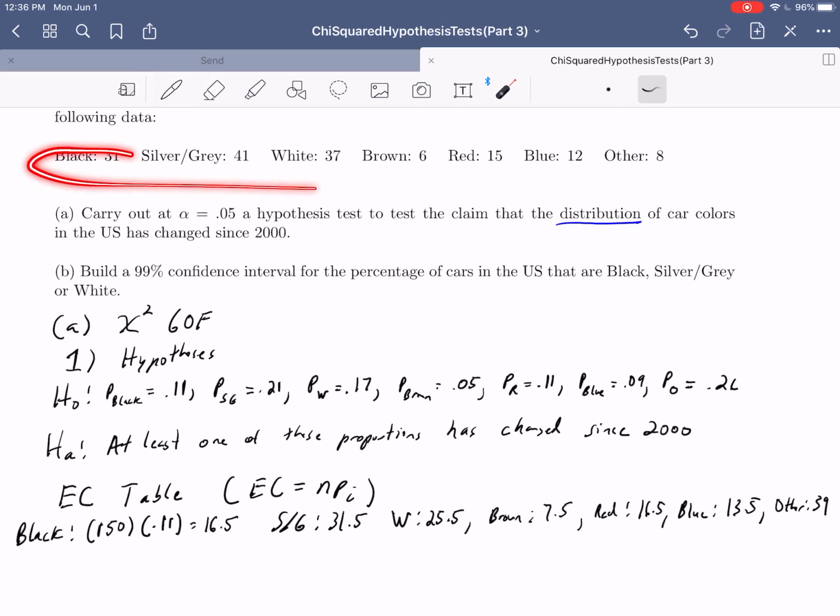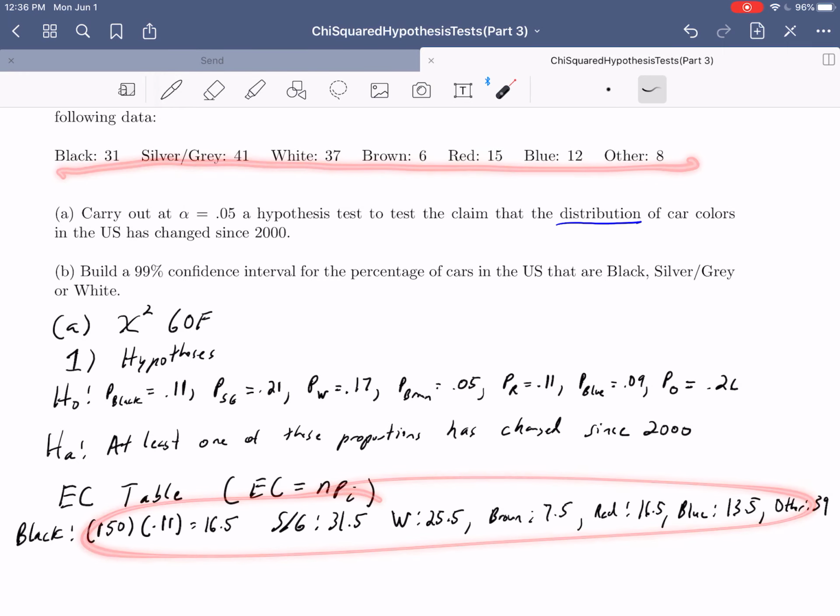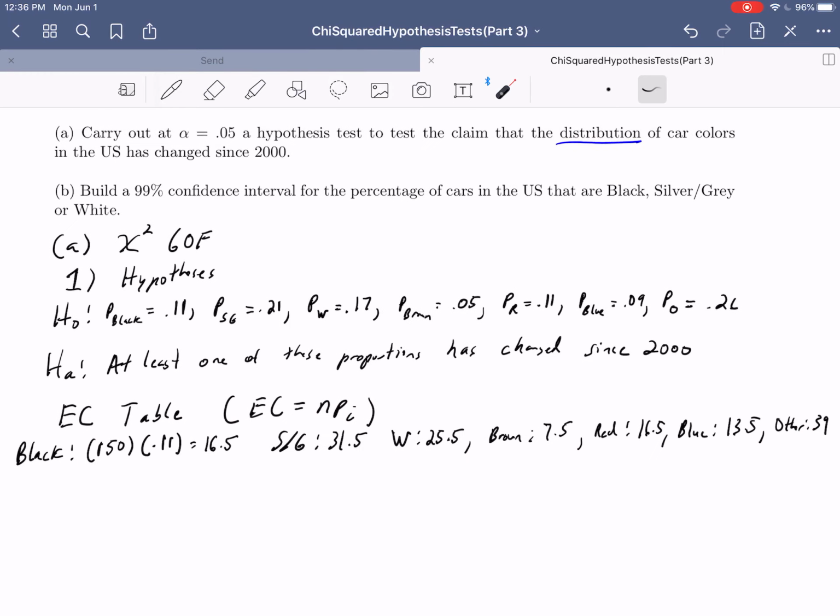Here's how they were actually distributed. This is our actual data. And this test will be comparing how different this is from this expectation here. So there's our expected counts table.